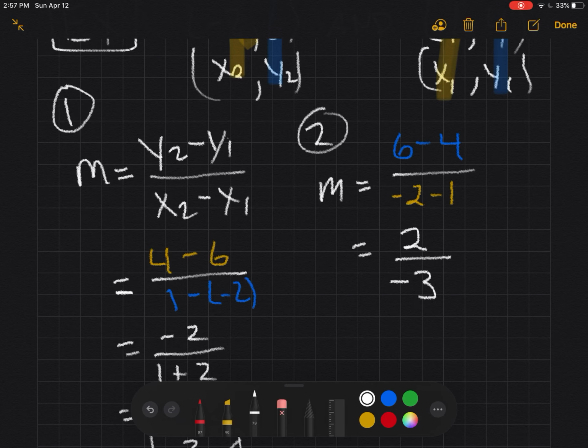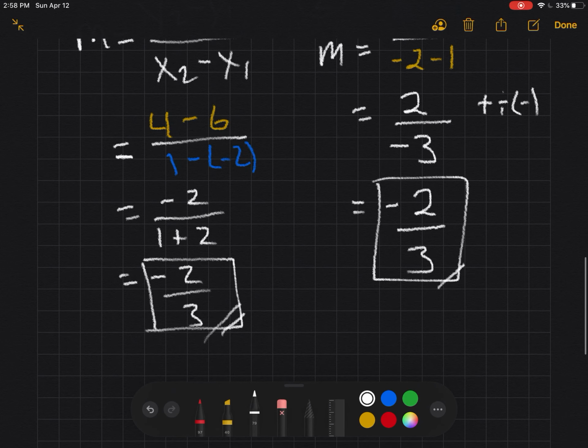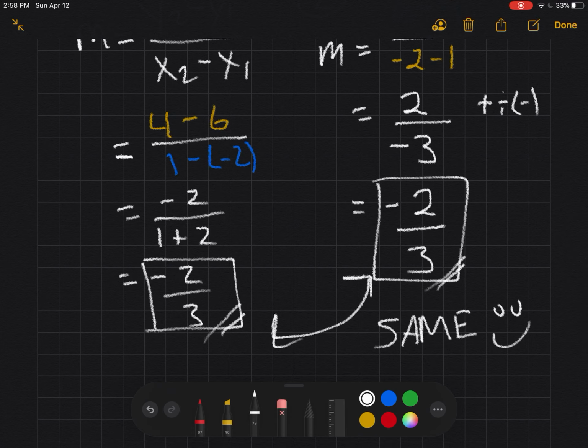So 6 minus 4 gives me +2. And -2 subtract 1 gives me -3. Now notice what I have here in 2 divided by -3 is I have a positive number divided by a negative number. So I know that the answer to a problem like that is a negative number. So 2 divided by -3, if I simplify it, that's -2 over 3, which is the same answer that we got before.